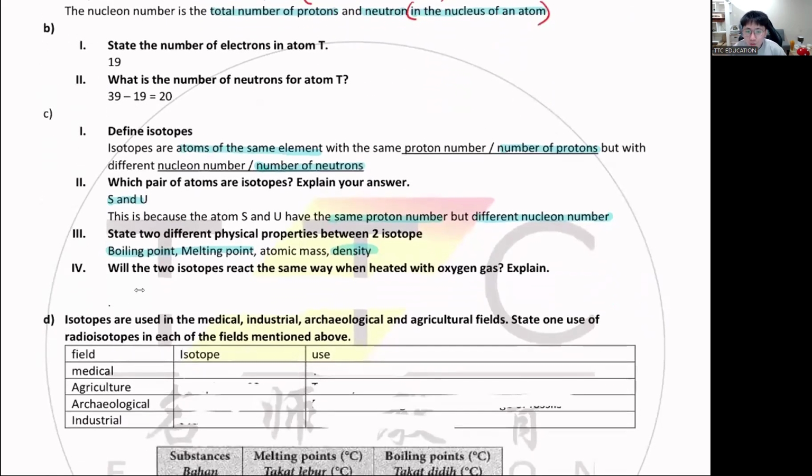Okay, and then will the two isotopes react the same way? So need to write higher or lower? I mean for here they just want melting point, boiling point, and density. Then no need to write which is higher, which is lower, because they only want you to state the different physical properties. So they have different melting points, they have different density.